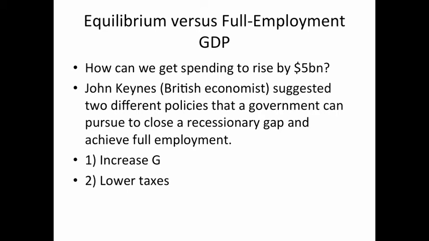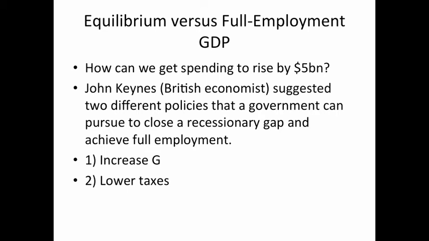And so if we want to get spending in the economy to rise by $5 billion, then Keynes suggested 2 different policies to do that. One is just a direct policy. If the government wants spending to increase by $5 billion, the government can just go ahead and increase spending by $5 billion. Remember, G is one of our 4 levels of spending. It is the government, so the government can just spend more money in the economy.